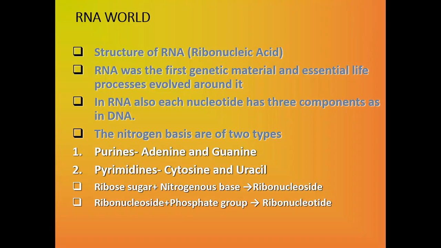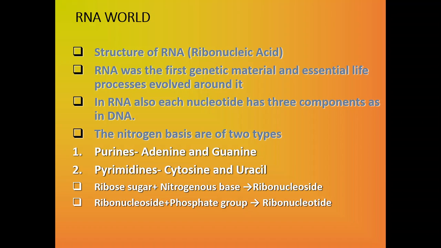Now we have RNA world, that is ribonucleic acid. So ribonucleic acid was the first genetic material, and essential life processes evolved around it. And the 2'-hydroxyl group of ribonucleotide is a reactive group that makes RNA a catalyst.